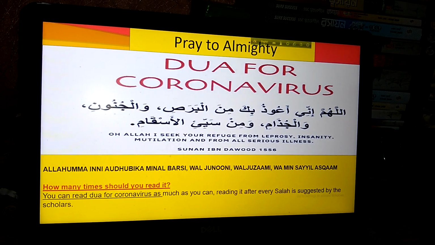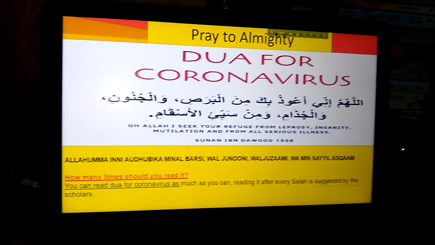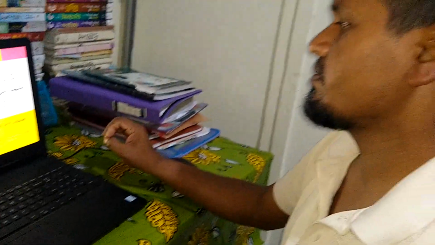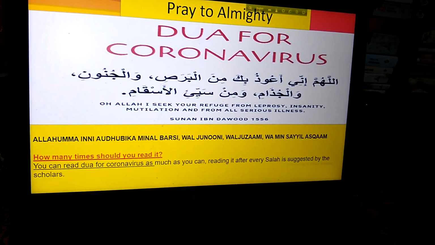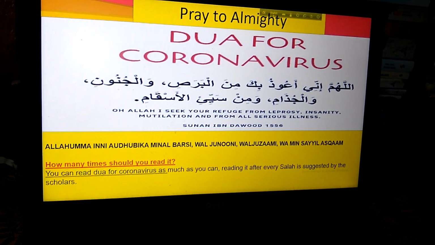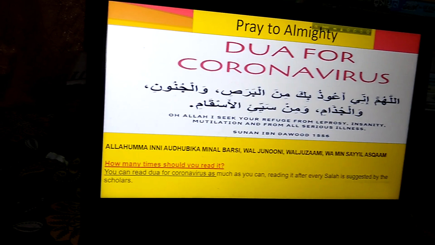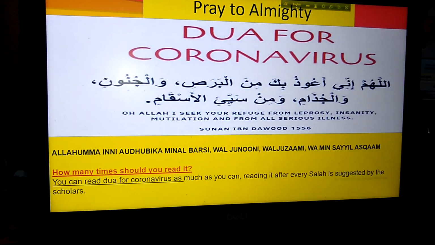Allahumma inni a'udhu bika minal barsi wal jununi wal juzumi wa min sayyi'il asqam. That means, oh Allah, I seek your refuge from leprosy, insanity, mutilation, and from all serious illness. This is the hadith from Sunan Abu Dawud, 1556. The English pronunciation of this dua is given there.